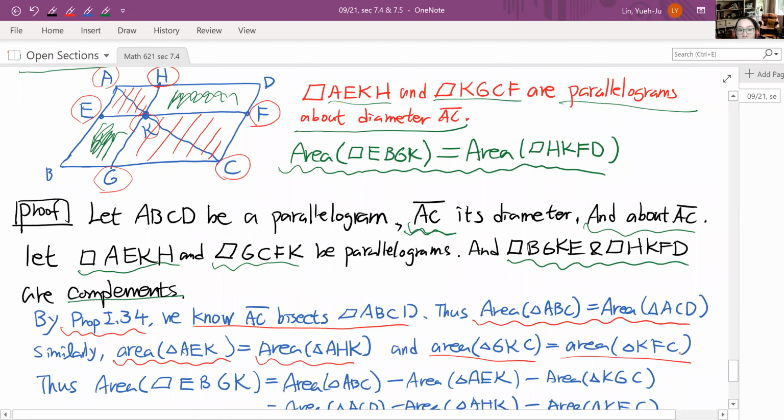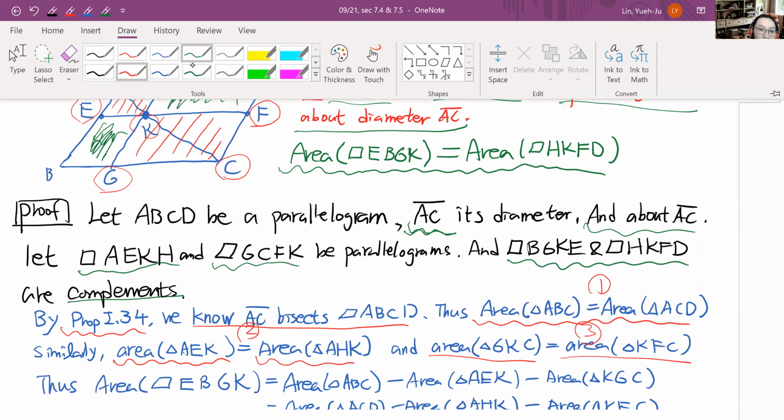So the area of triangle GKC is going to be the same as triangle KFC, okay? So now with all this information, let me remark it, 1, 2, and 3. Now I'm going to use these 3 conditions to prove that the off-diagonal part, the complements, have the same area, okay? You can see that the green part is the off-diagonal part.